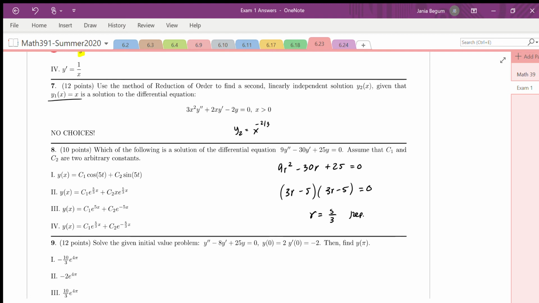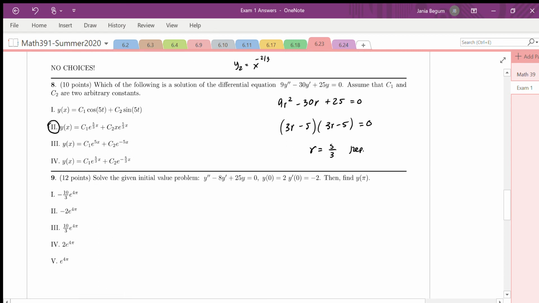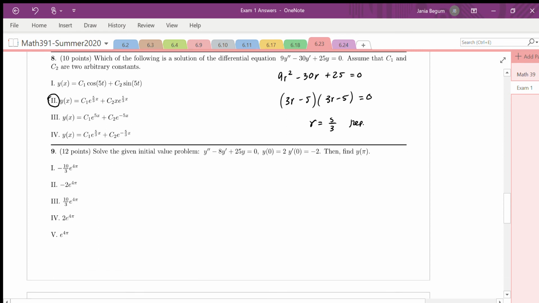So what do you guys think? Musa says the correct choice is 2. Yep, that's absolutely right. And number 9, here's another problem you want to solve, and then you want to evaluate this value of the solution. So what did you guys get for this one?